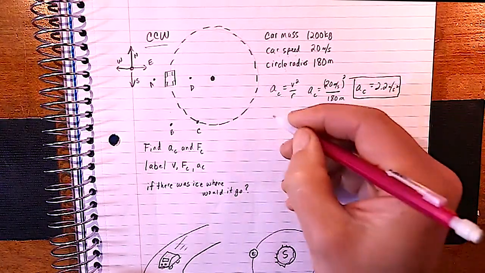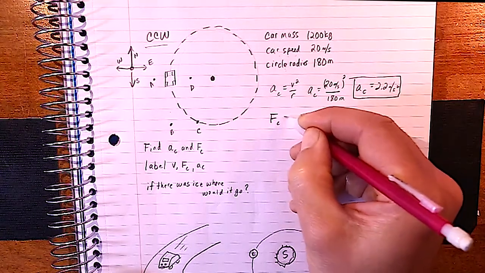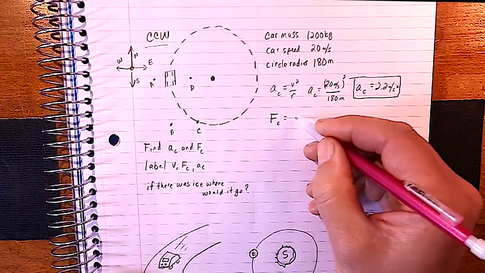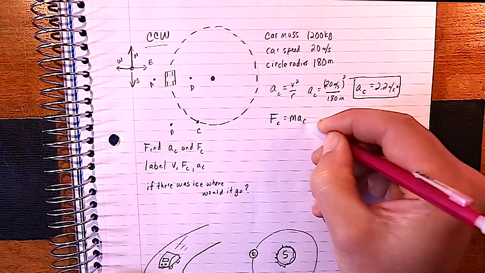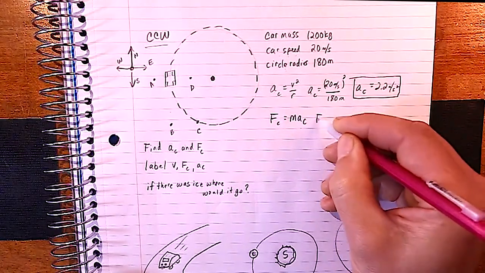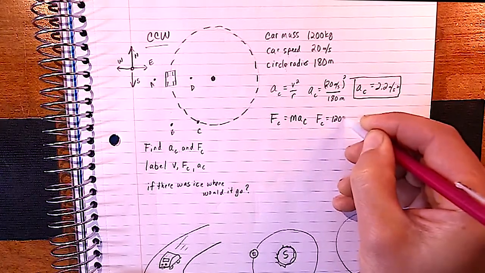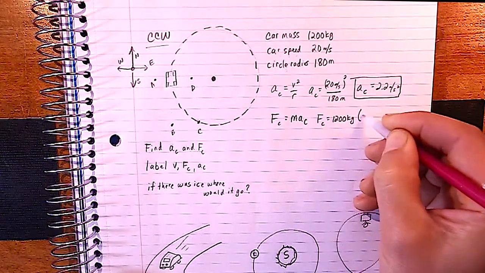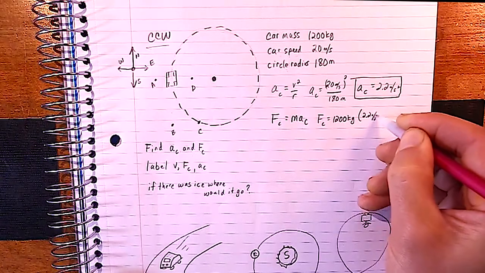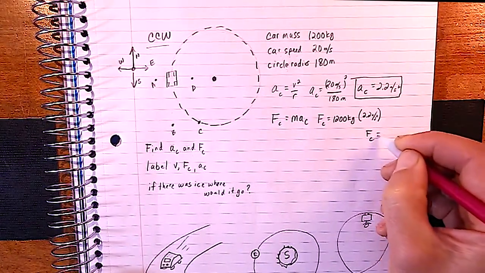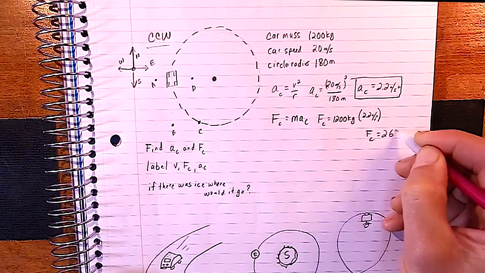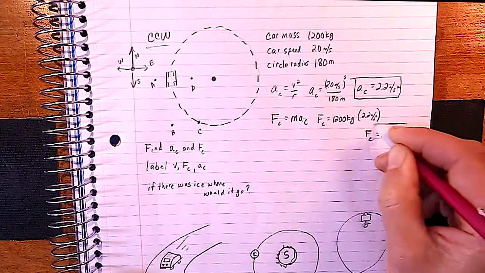To find the centripetal force, we could do Fc equals mv squared over r, but we don't need it because we already have ac. So we can just put in 1,200 kilograms times 2.2 meters per second squared, and that gives us a centripetal force of 2,640 newtons.